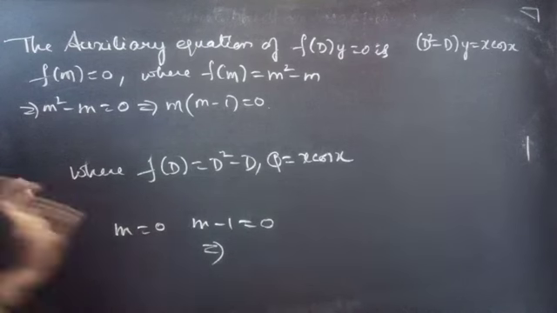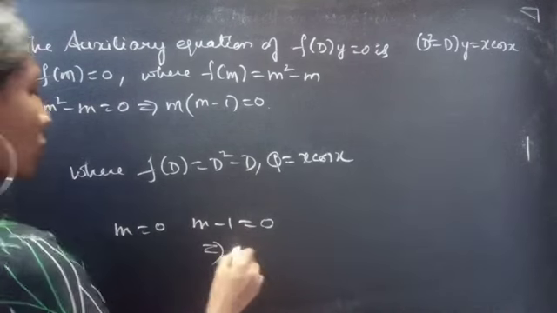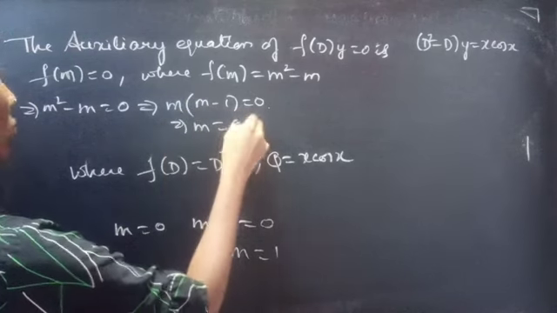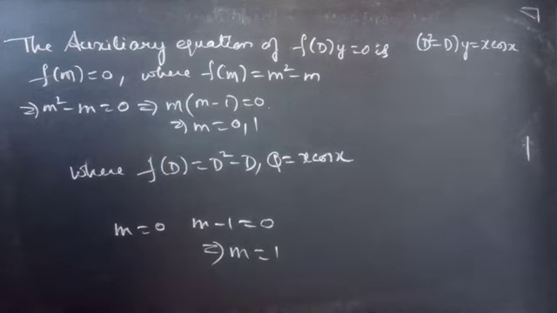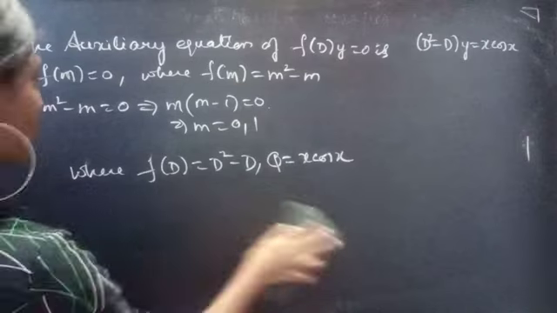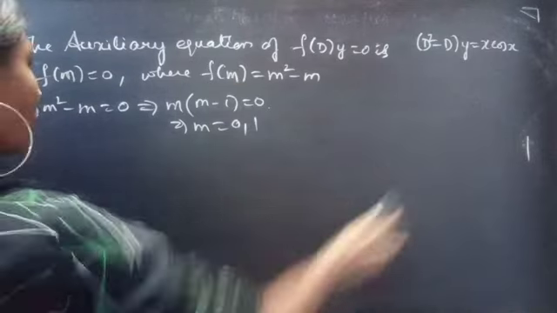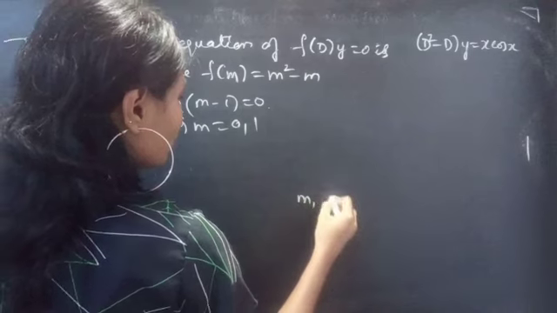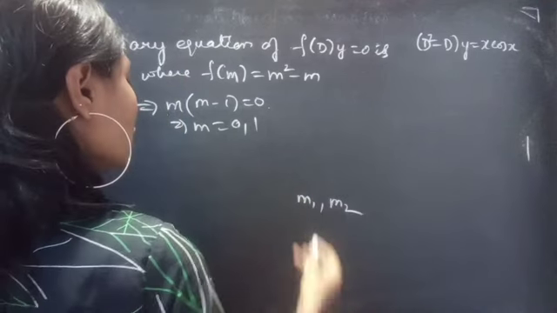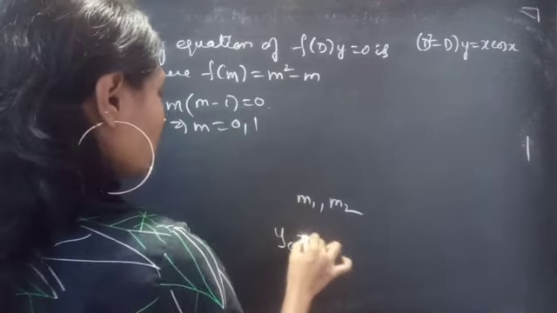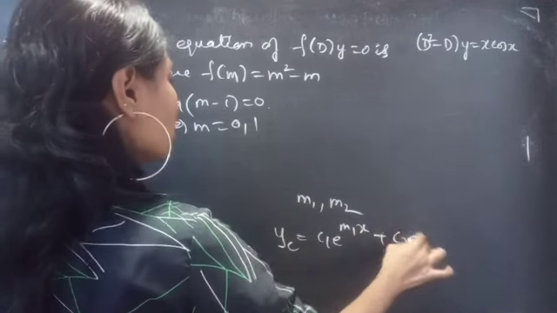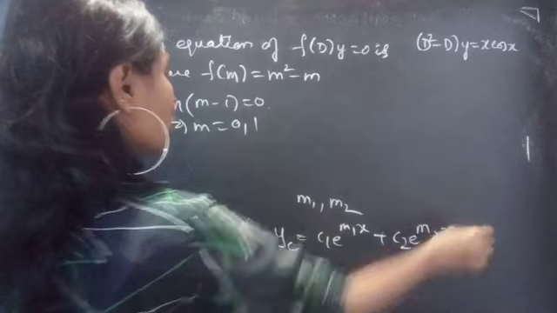m = 0 is one root, and from m − 1 = 0, we'll get m = 1. So the roots are m = 0 and 1, which are real and distinct, or we can call them real and different. We know that when two roots are real and distinct, then yc will be one constant into e power one root into x plus another constant into e power another root into x.